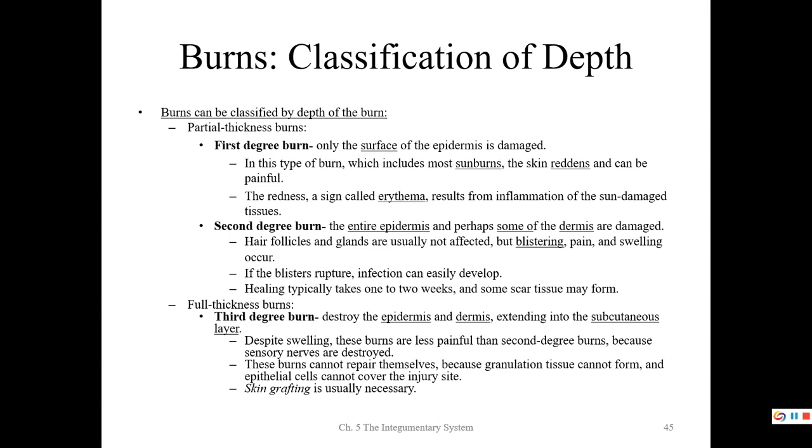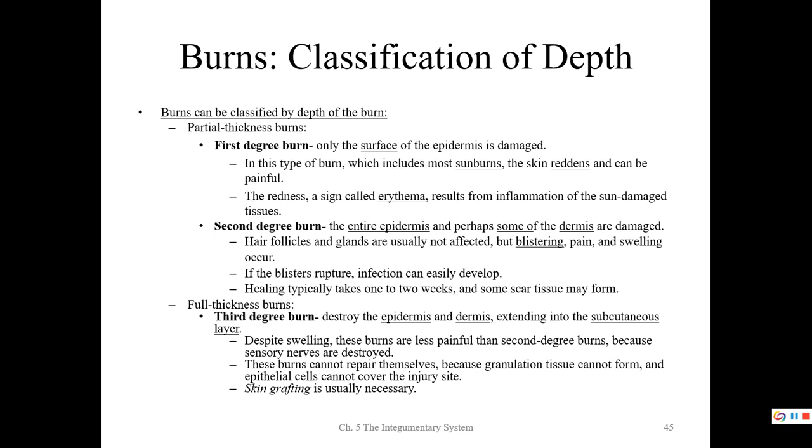This type of burn includes most sunburns, with reddened skin. It can be painful. We call this redness of the skin erythema. This results from inflammation of sun-damaged tissue. Second degree, the entire epidermis is gone, and perhaps some of the dermis is damaged. Hair follicles and glands are usually not affected, but blistering happens, with pain and swelling. If the blisters rupture, this can cause infections. Typically, healing takes 1 to 2 weeks, and you may have scars from this.